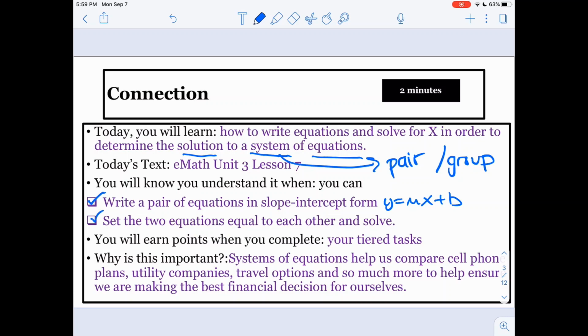This is important to us because systems of equations help us compare things like cell phone plans, utility companies, and travel options to help ensure we're making the best financial decision for ourselves.